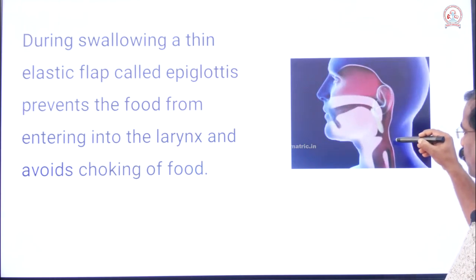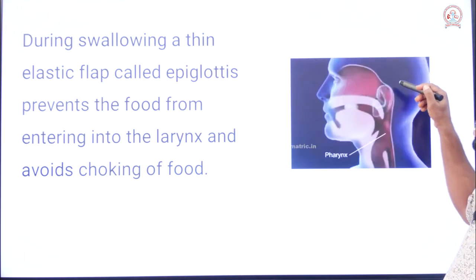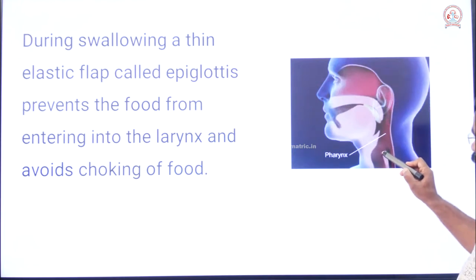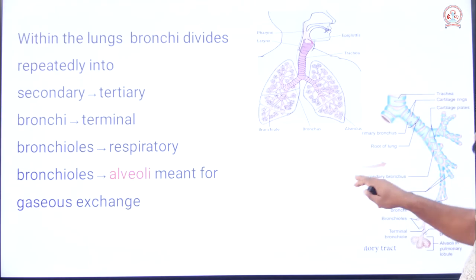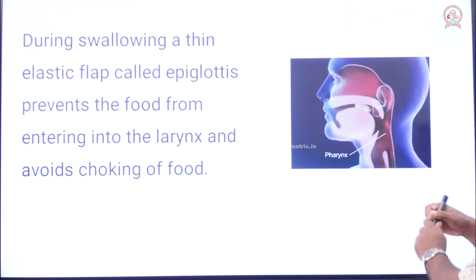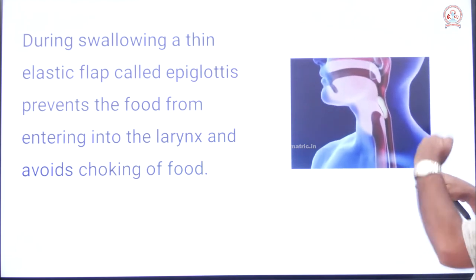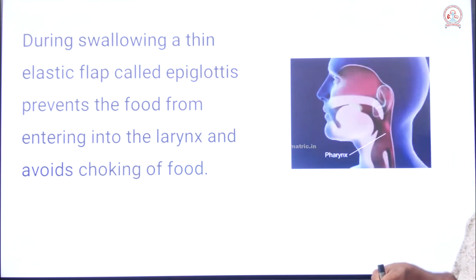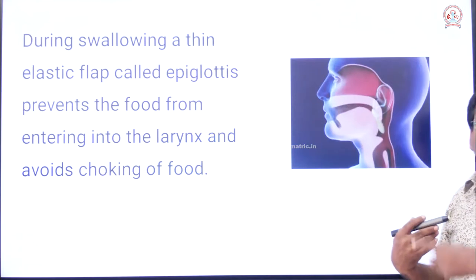See, when we swallow, a flap-like structure, see, it's a beautiful animation. When you swallow, so this is actually the glottis. When we swallow, a flap called the epiglottis covers the glottis. So that prevents the entry of the food into the respiratory passage. See what a beautiful mechanism. See, it closes.